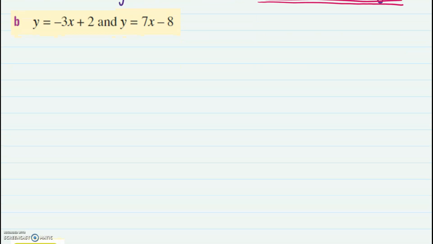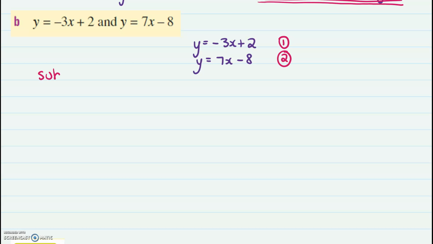So in part B, I write down my two equations. Y equals negative 3x plus 2 and y equals 7x minus 8. First step, label them equation 1 and equation 2. I'm going to sub, and it doesn't matter which order because they're both y equals, so let's just write sub 1 in 2. So you're explaining to the person looking at it what you're doing.